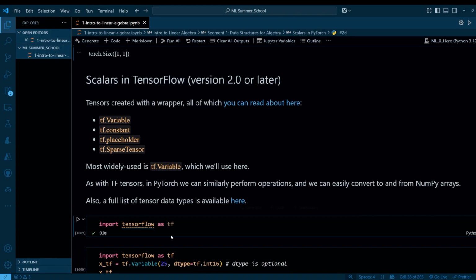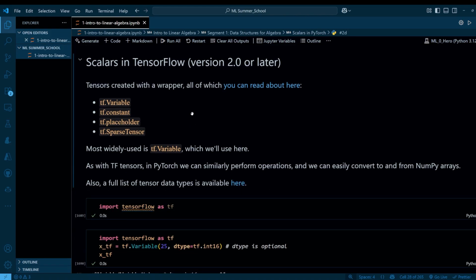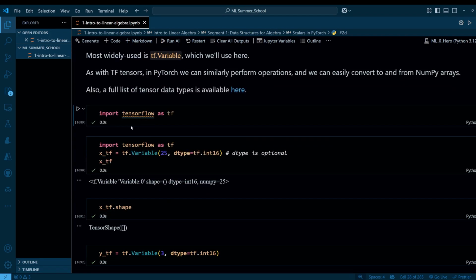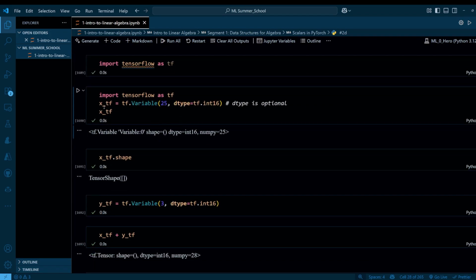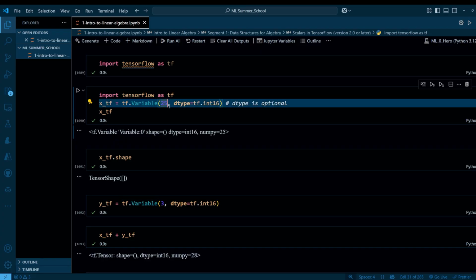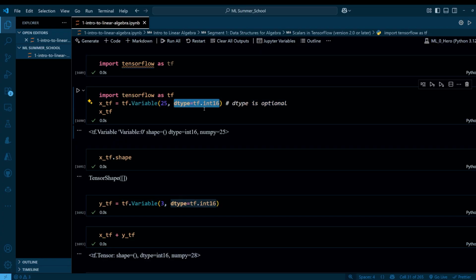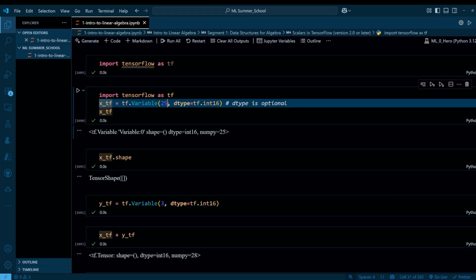Okay. Now scalars, we can represent scalars in TensorFlow as well. We just have to download TensorFlow and import TensorFlow as tf, and then you can see how to do that. x_tf, and we represent it by tf.Variable, then 25, then comma, and the type. By default it is set as an integer, so you can ignore this one, but this is how you should assign a scalar value here. So here you can see it's just 25.